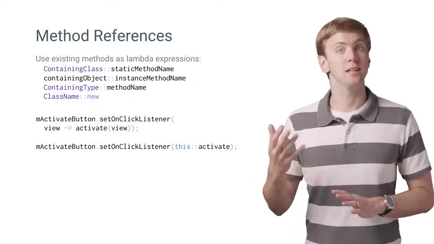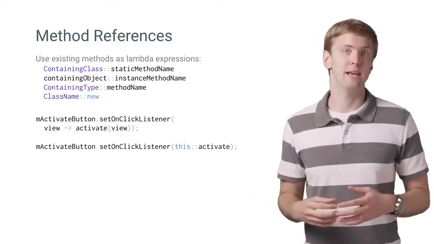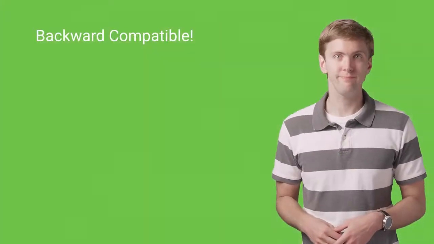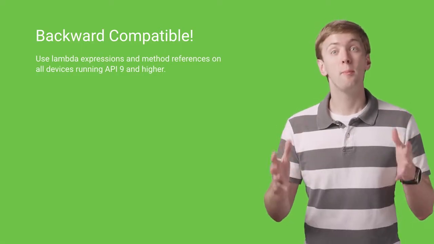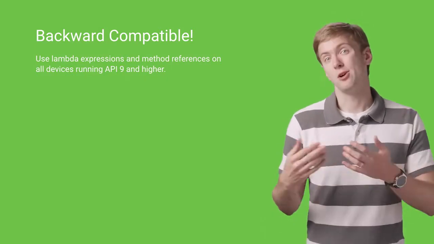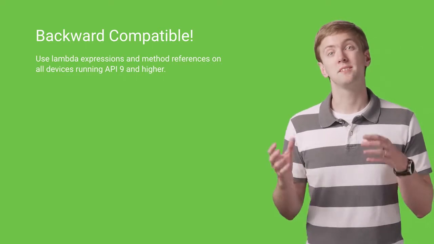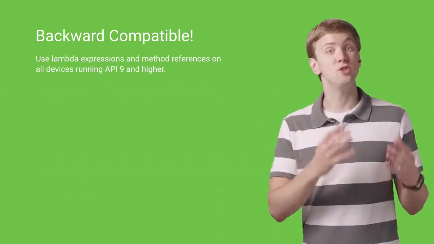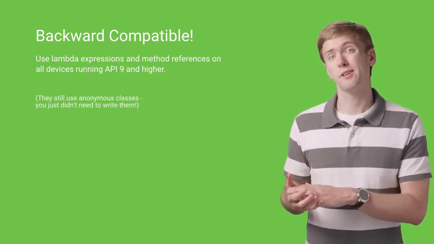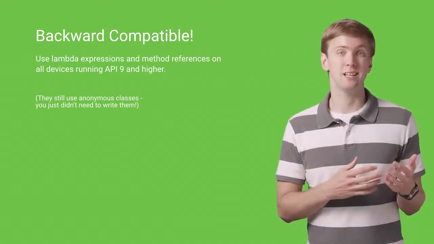A sister feature to Lambda expressions, method references allow you to use existing methods as Lambda expressions, making those one-line Lambda expressions even shorter. The best part about these features, they're backward compatible, down to Gingerbread. So whether you're building for the latest version of Android or not, you'll be able to shave off some boilerplate code. This works because the Jack toolchain is able to implement these new features using anonymous classes, just as if you had written the old version of the code yourself. That also means you shouldn't go overboard with using them in tight loops or anything.